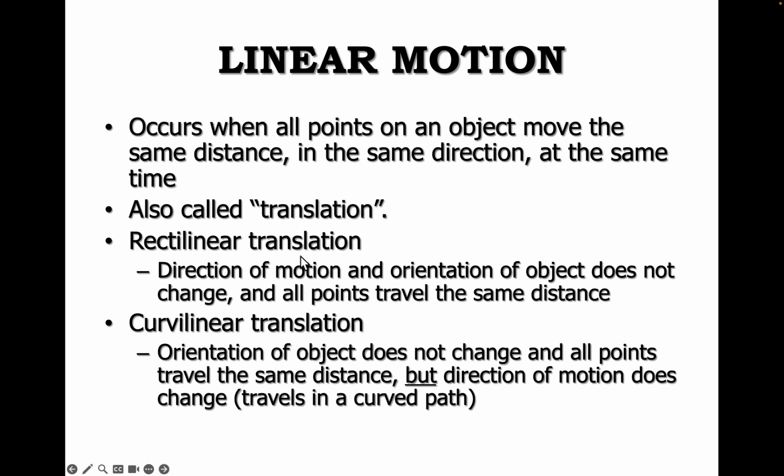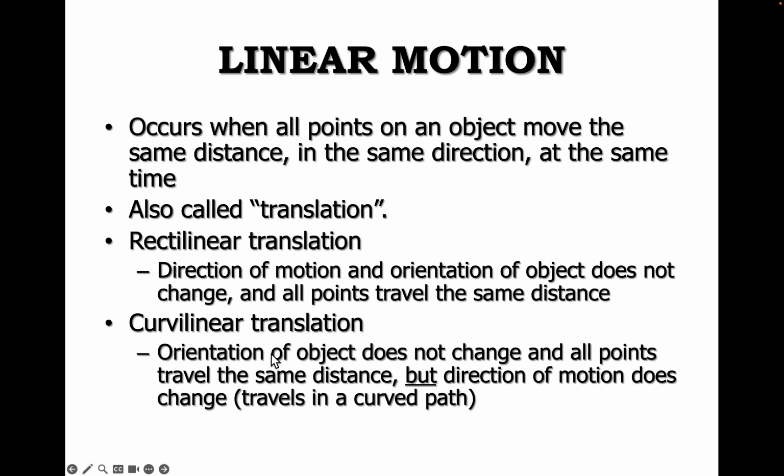Rectilinear translation is when the direction of motion and orientation of the object does not change, and all points travel the same distance. A good example of this is the 100-meter dash. When I run the 100-meter dash, I'm facing the same way and moving in the same direction, and all the points in my body ultimately travel that same distance.